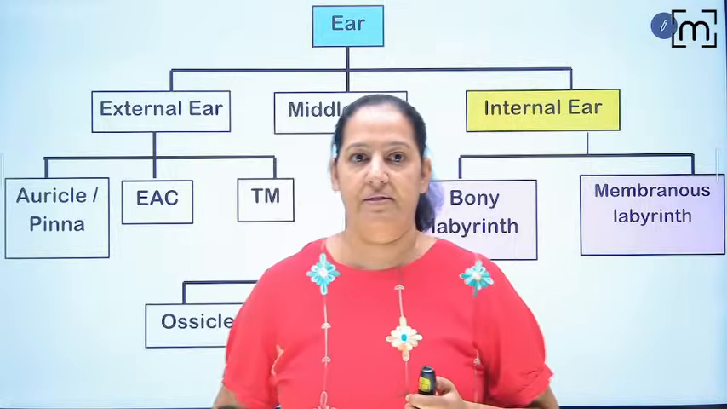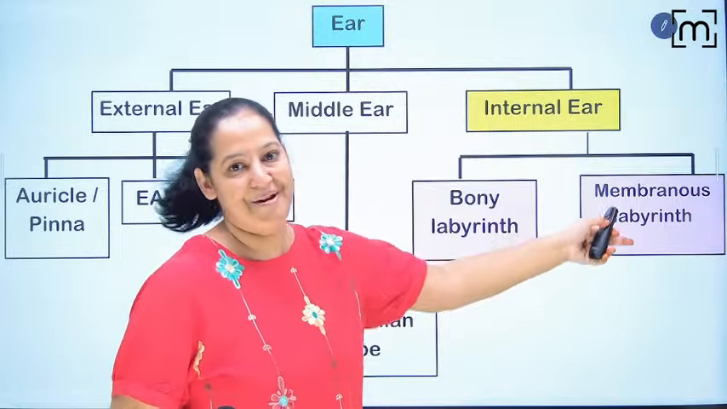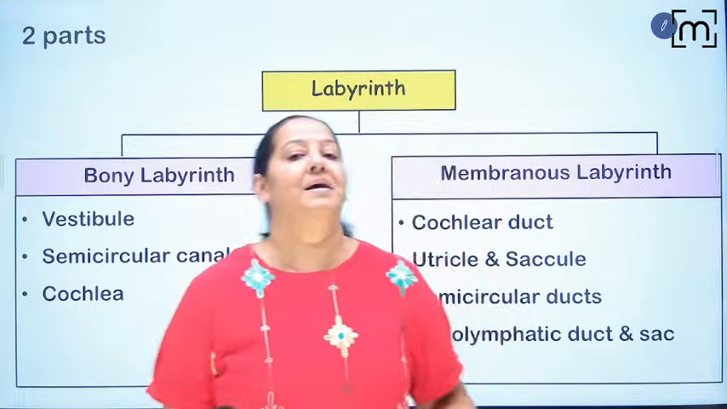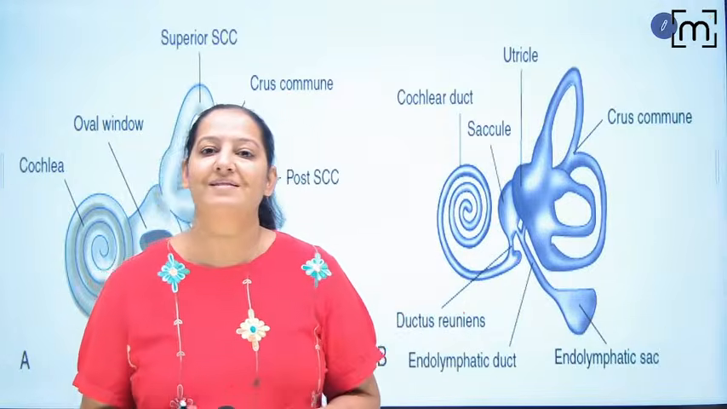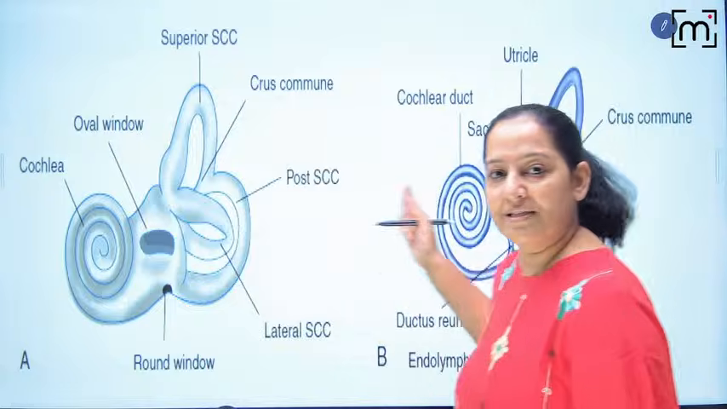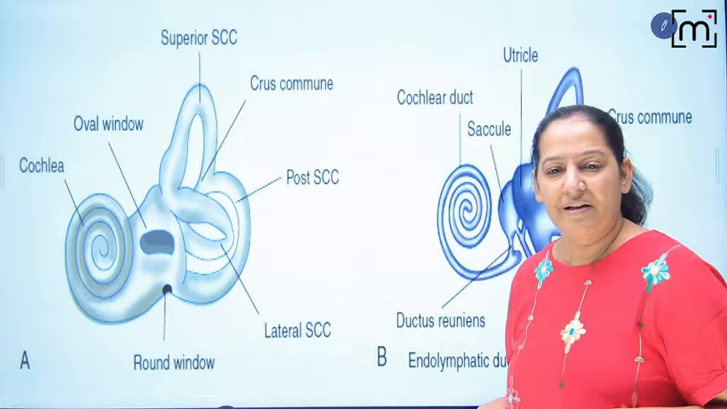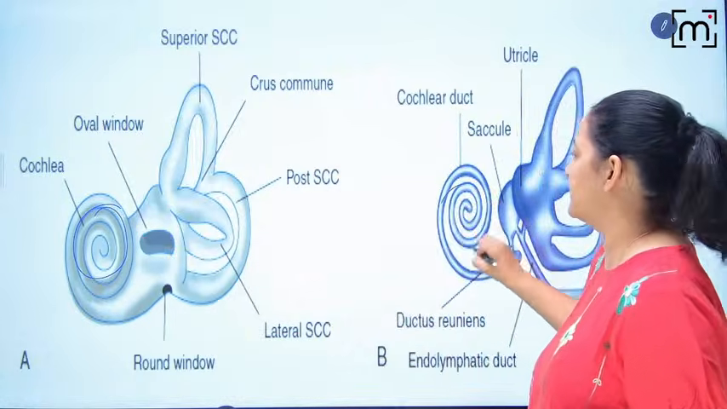First of all, you have to learn this inner ear. Now, the two structures I will take together: bony labyrinth and membranous labyrinth. Bony labyrinth contains all these things. Membranous labyrinth also contains all these things. Most of the structures are the same. This is bony labyrinth. This is membranous labyrinth. You say, ma'am, they look the same. Yes, they are exactly the same. Both of them have cochlea. This is cochlea.